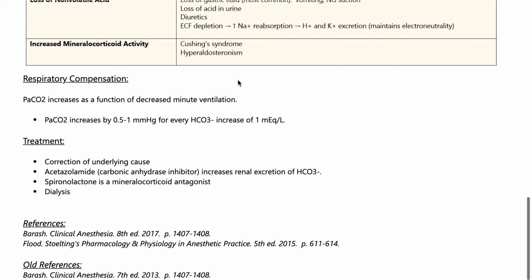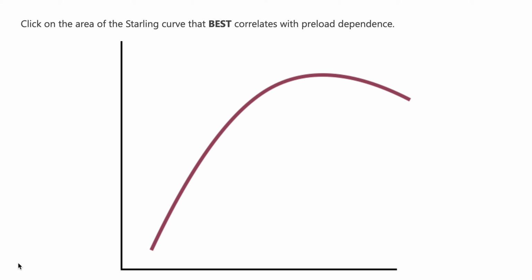Regarding respiratory compensation, the PaCO2 increases as a function of decreased minute ventilation. PaCO2 increases as a function of decreased minute ventilation to compensate for your metabolic alkalosis. PaCO2 increases 0.5 to 1 millimeter of mercury for every bicarb increase of 1 milliequivalent per liter. Treatment is focused on correcting the underlying cause. Acetazolamide is a carbonic anhydrase inhibitor, and it actually increases the renal excretion of bicarb. Spironolactone is a mineralocorticoid antagonist and can be used. And then there's also, of course, dialysis.